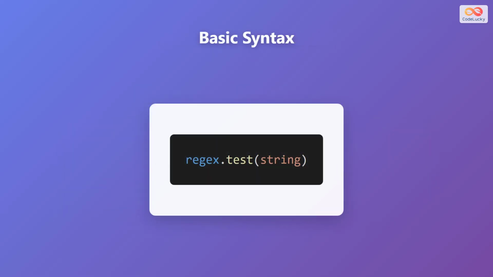The basic syntax for using the test method is straightforward. You have your regular expression object, followed by a dot, then the word test, and inside the parentheses, you put the string you want to test against the regular expression. For example, regex.test(string).